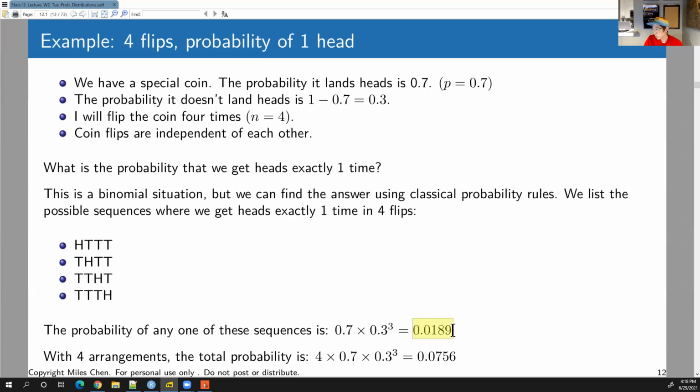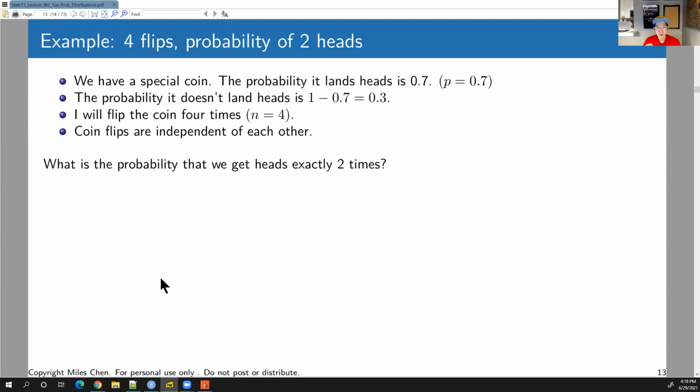So I can take this number, 0.0189, and I'll multiply it by 4 because I've got 4 possible arrangements. So 4 times 0.0189 is going to be 0.0756. I hope that makes sense as far as getting the total probability of getting heads exactly 1 time in 4 flips.